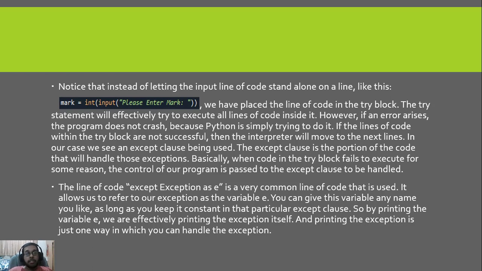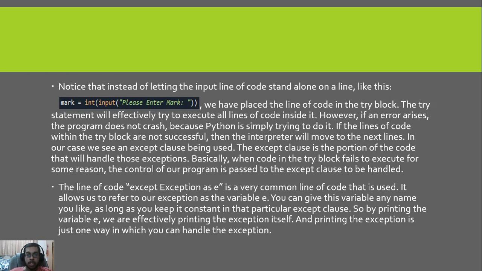Notice that instead of letting the input line of code stand alone on a line like this, we have placed the line of code in the try block. The try statement will effectively try to execute all lines of code inside it. However, if an error arises, the program does not crash because Python is simply trying to do it. If the lines of code within the try block are not successful, then the interpreter will move to the next lines. In our case, we see an except clause being used.